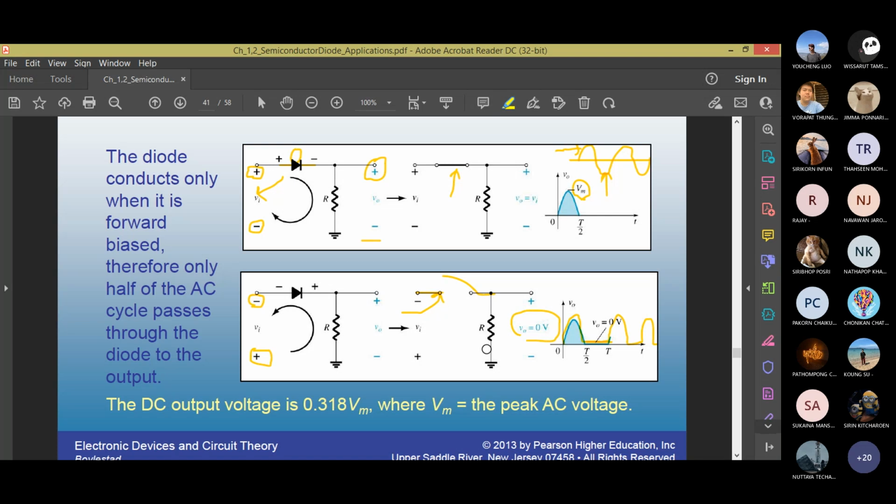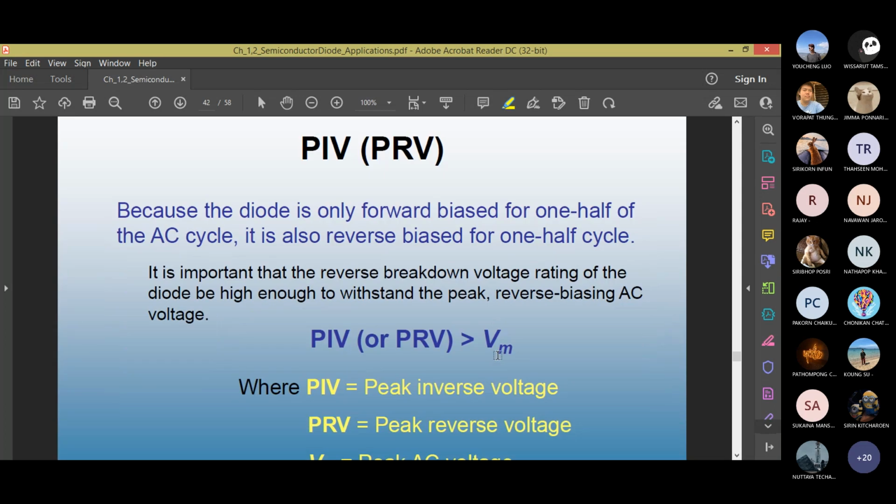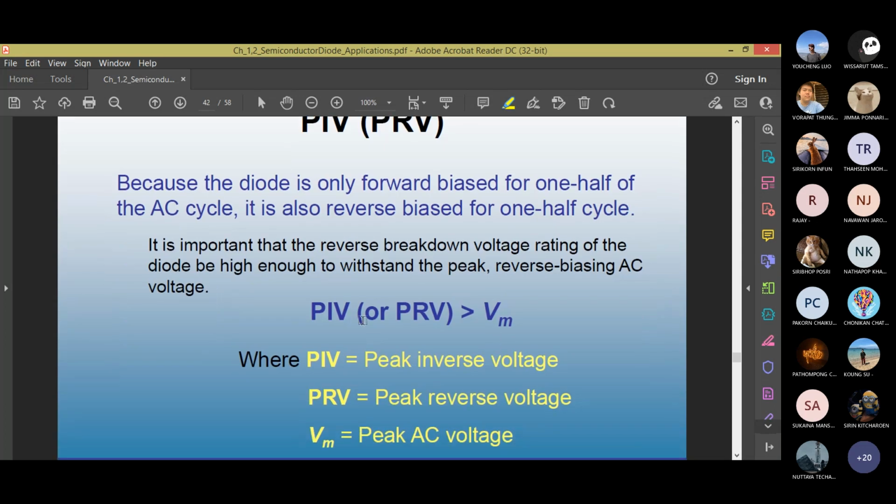If the diode peak inverse voltage is, let's say, -5, and the peak is -10 on the negative side, the diode will burn. That's why when you put an AC input to the diode, you must make sure that the peak inverse voltage rating is greater than the peak AC voltage during the negative peak.